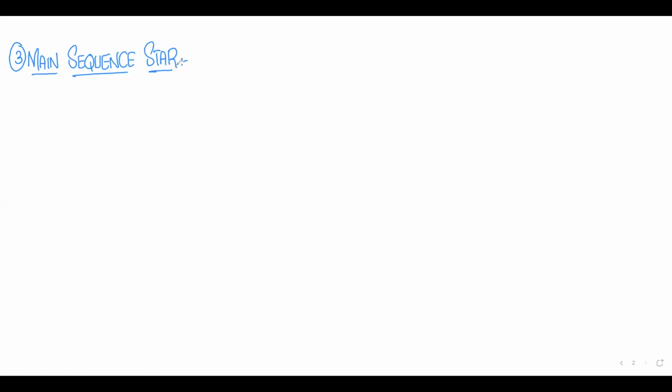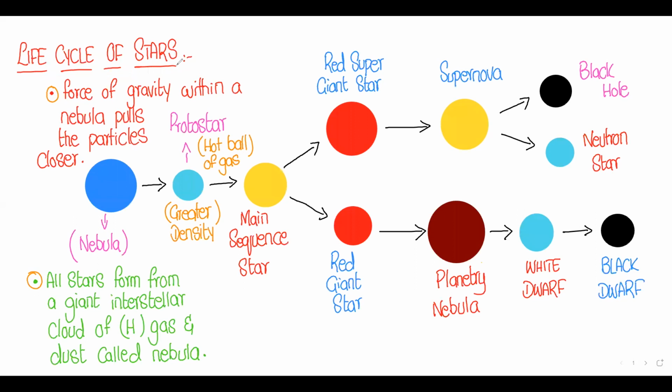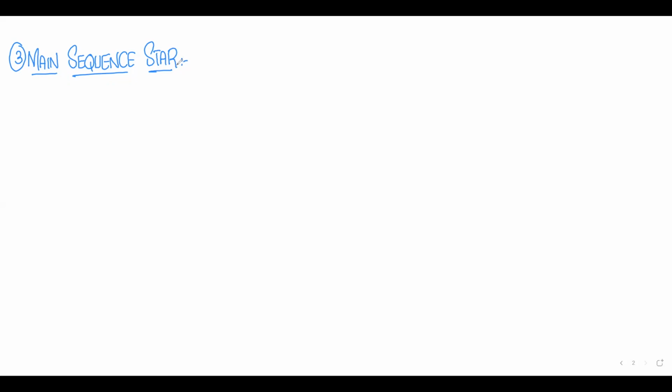Fusion reaction. So now we already have a hot ball of gas. It means we already have high temperature. So now the main sequence star is ready for the fusion reaction, right? So in the main sequence star, a nuclear fusion reaction takes place because of that high temperature.